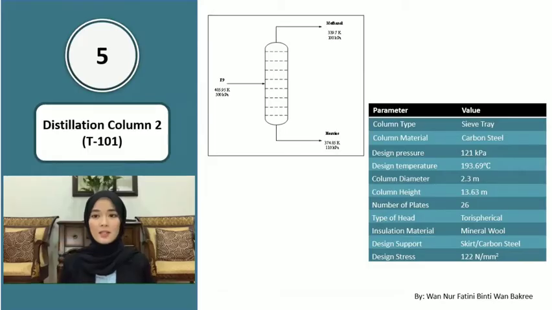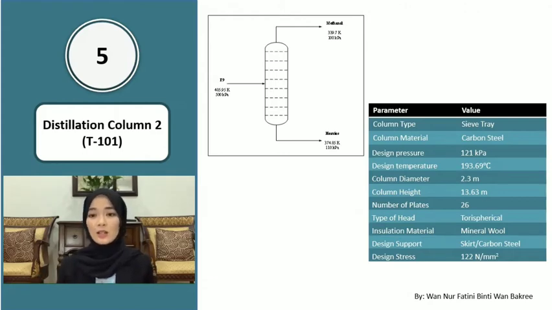Hi, my name is Wanu Fatini binti Wan Bakri. So I'm going to explain the fifth equipment in this process, which is distillation column 2, T101. In this distillation column, the process involved is the separation of water and methanol. On the right side are the values that I got from my calculation.